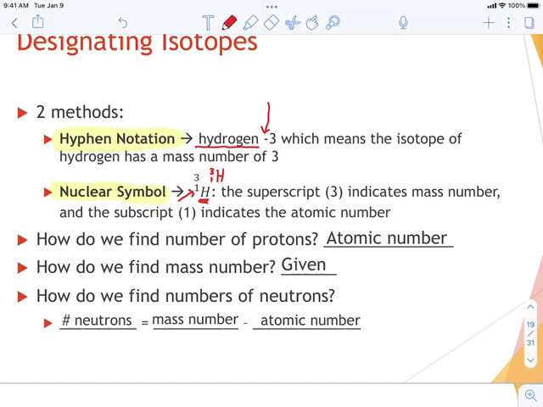So, just recapping that. How do we find the number of protons? The atomic number, right? We look at the periodic table there. So you could just say periodic table. You're not expected to memorize that.